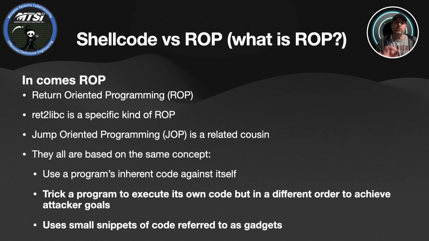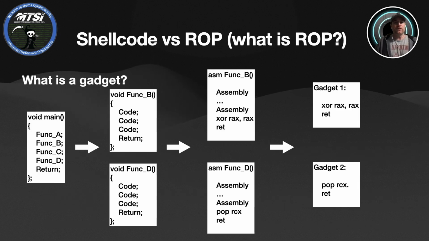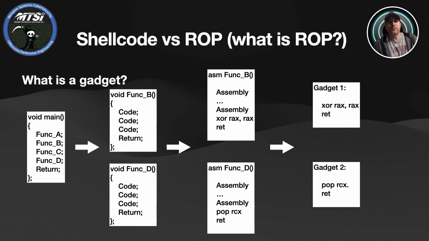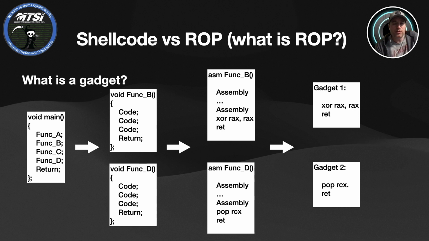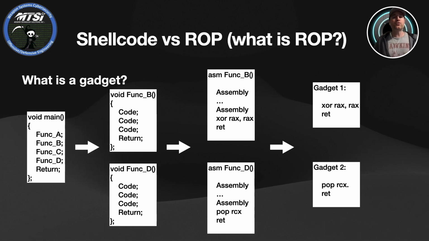You basically use small snippets of code referred to as gadgets. What is a gadget? Take, for example, on the left side of the slide, I have the main function in a typical program. And you can see in main, I call a series of subfunctions, A through D. If I look at the source code for my functions, like for example function B and function D, you can see I would have some lines of code in these functions, and then when I'm done, I have a return so that that function can then go back to main, and main can execute the next function. Those of you that may have written programs, a very, very familiar thing to see.